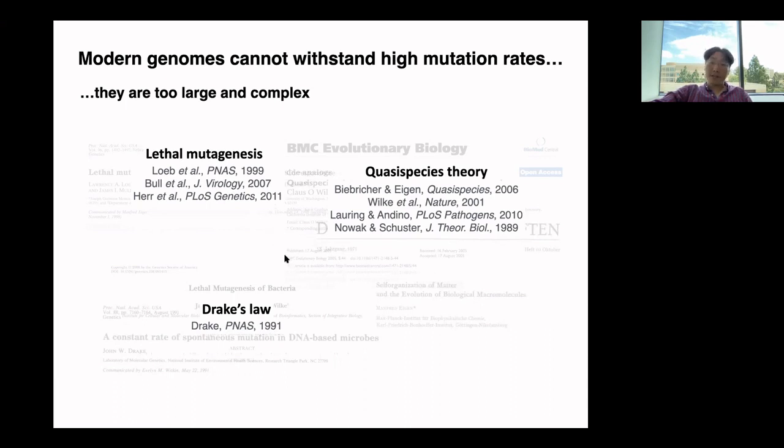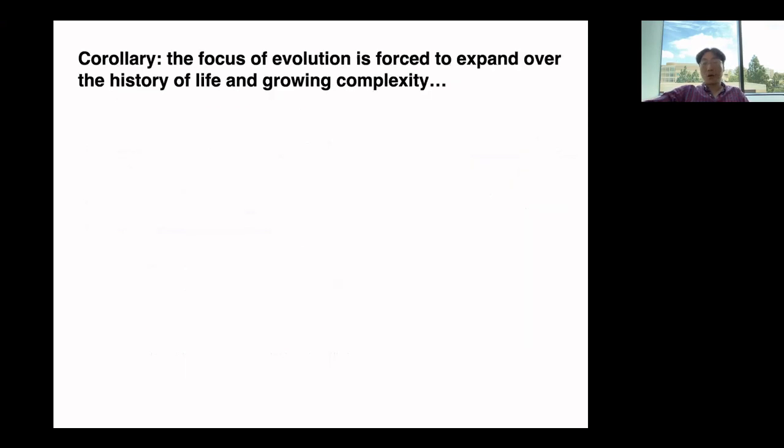And also people have considered using high mutation rates to push viruses over thresholds where they can no longer properly maintain essential information, right? So all of these derive from the general rule that as genomes get larger, they can't withstand high mutation rates. So if you're interested in this idea in more detail, you can look into these fields here. But I want to draw a corollary to motivate our work from this observation, which is that really the focus of evolution has been forced to expand over the history of life and growing complexity.